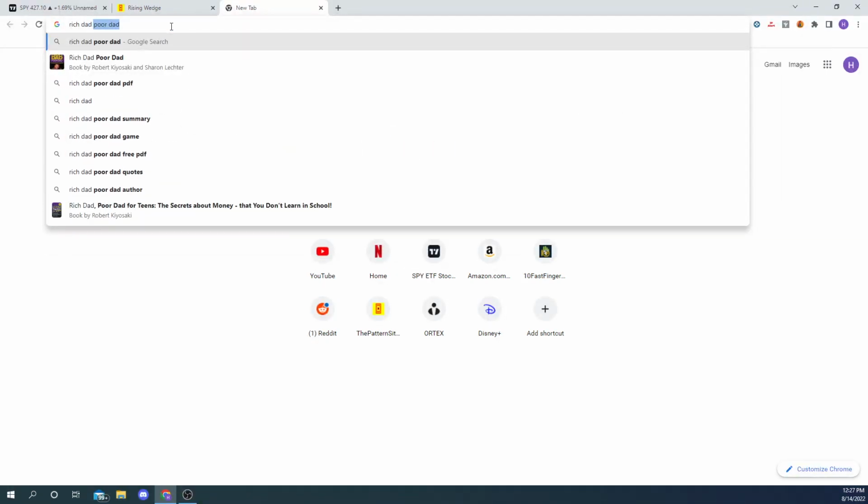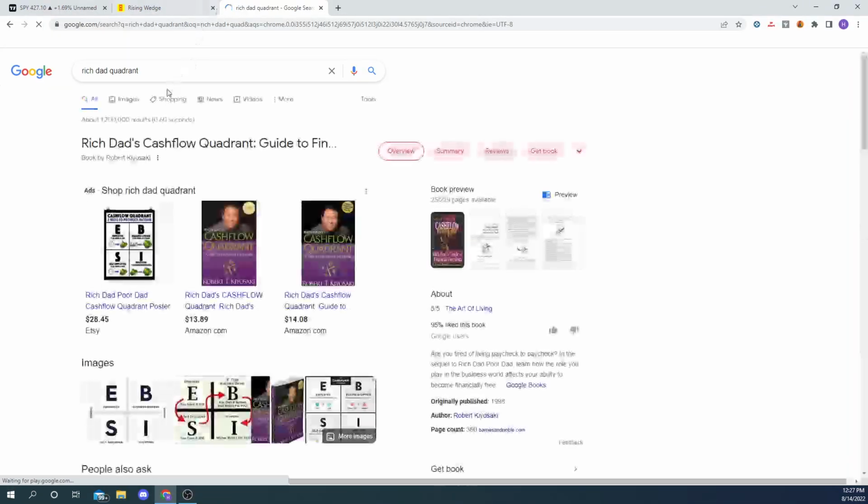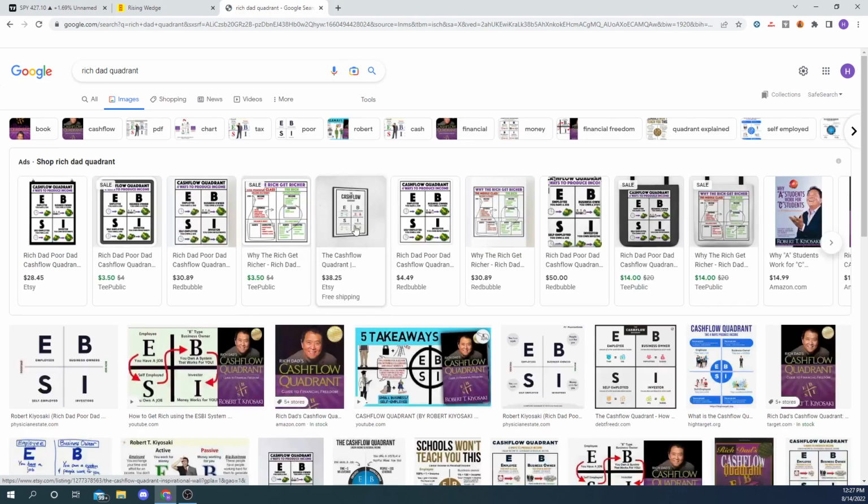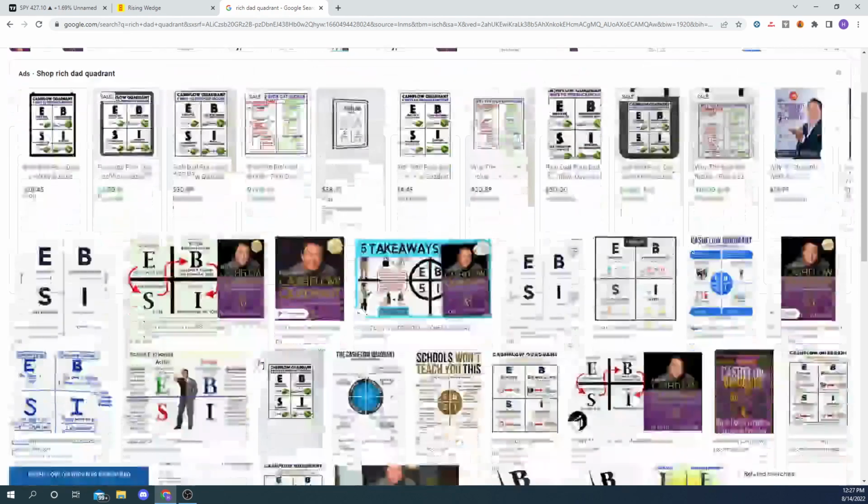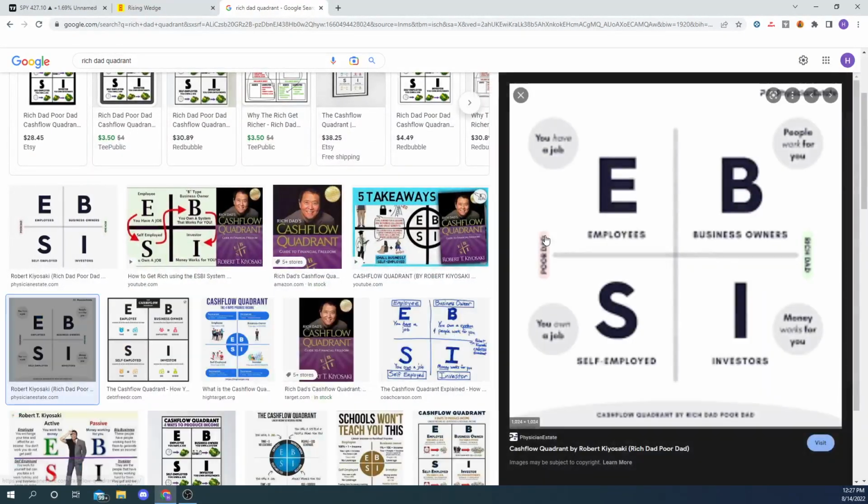Rich Dad quadrant. I just want to know. I guess it was E. And what does E mean? I just want to know. What was it? E, employees. Dang it, I got it so wrong. I called it civilian.